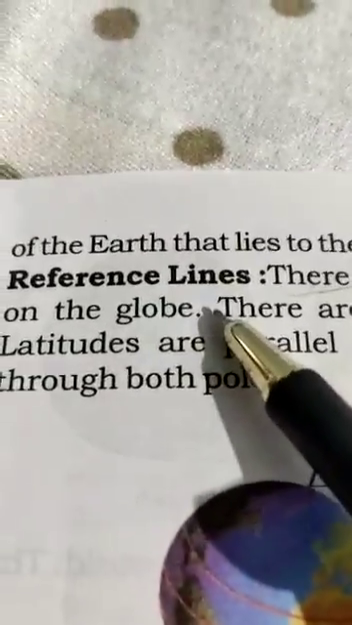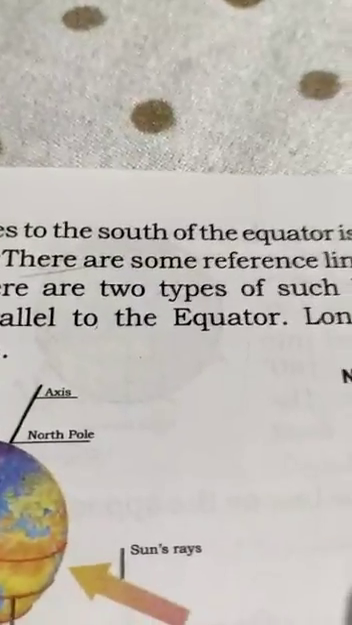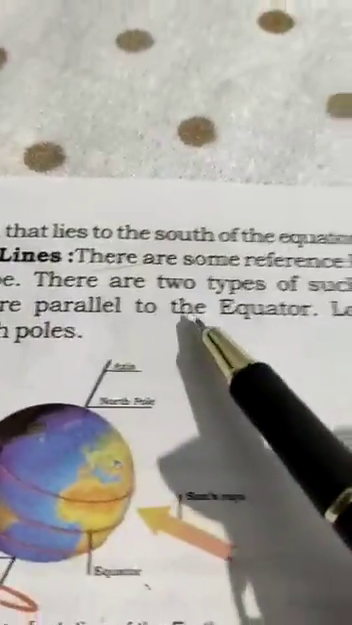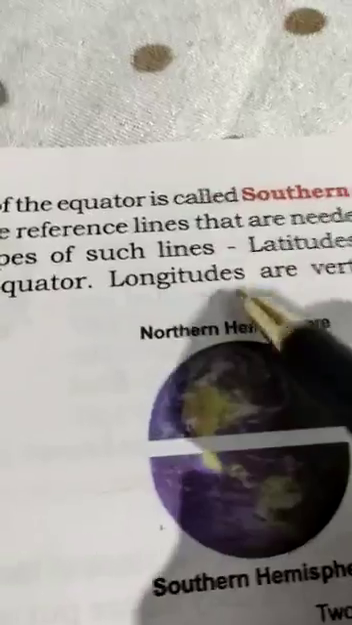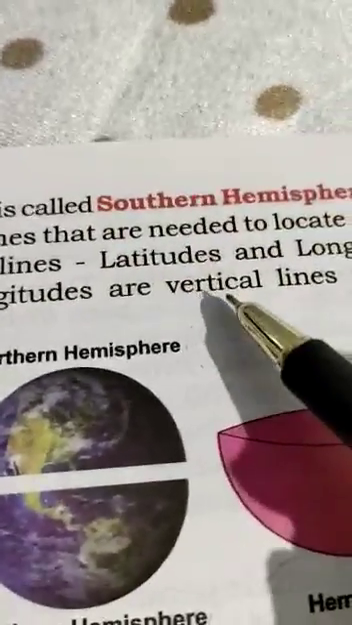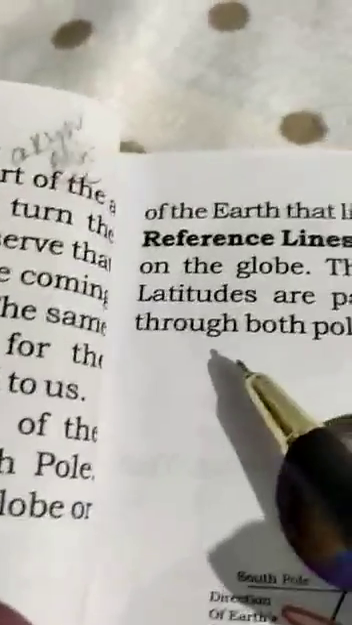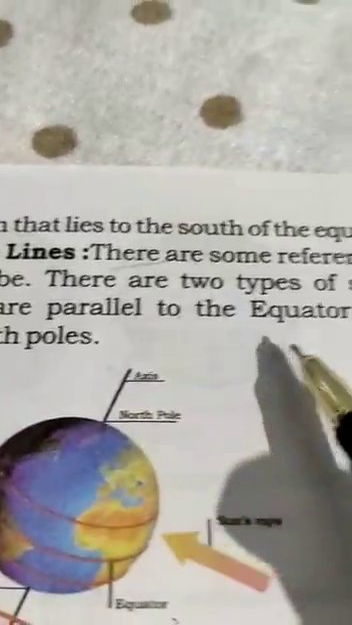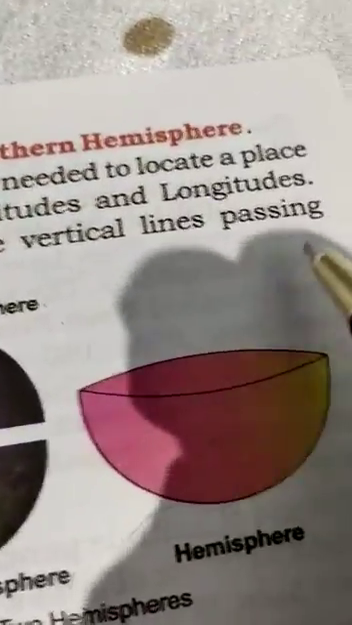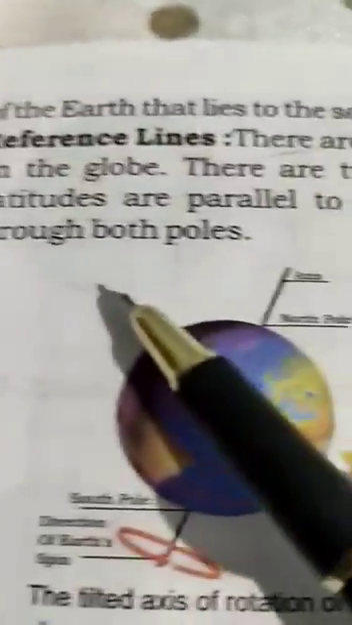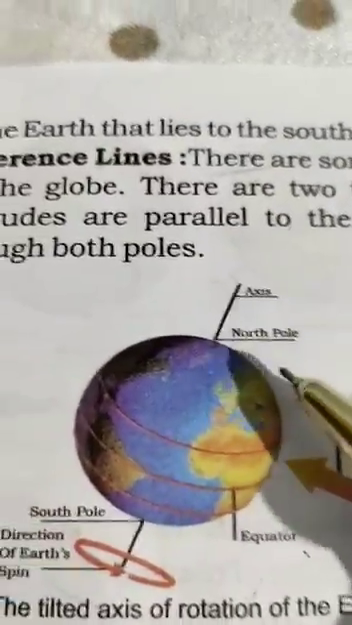Reference lines. There are some reference lines that are needed to locate a place on the globe. There are two types of such lines. One is latitude, another one is longitude. Latitudes are parallel to the equator and longitudes are vertical lines passing through both poles.